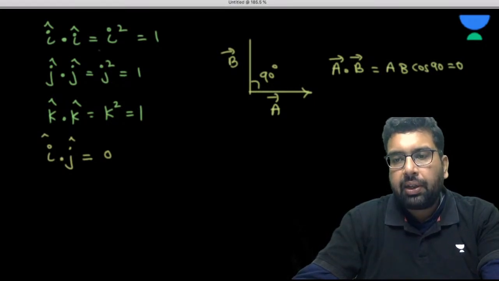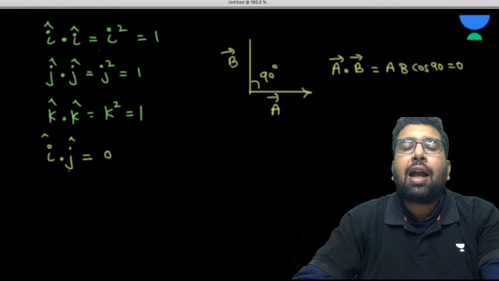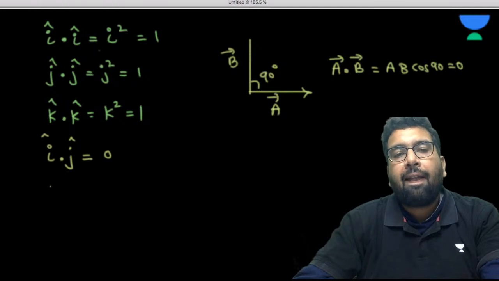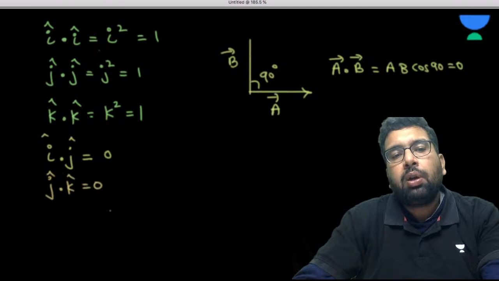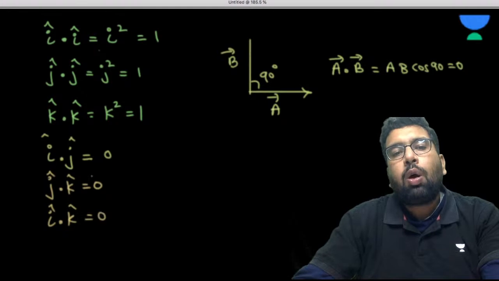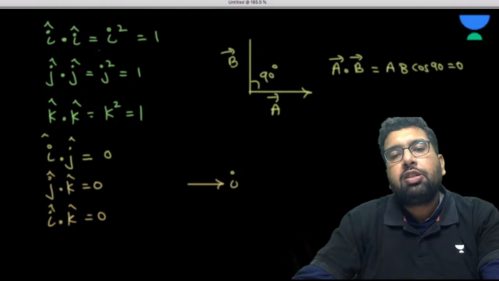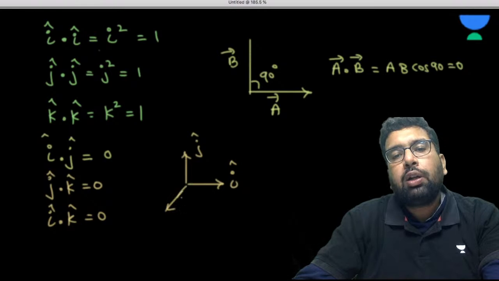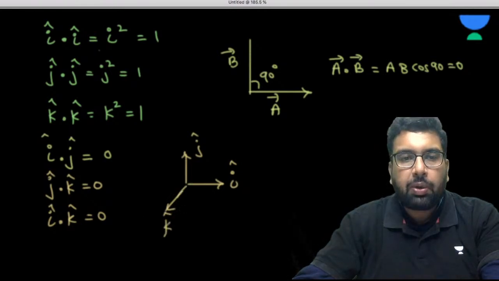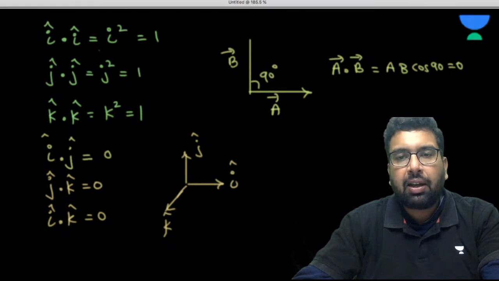We know that, isn't it? Okay, so if I multiply I cap dot J cap, it will become 0. This is going to lead you to a very beautiful thing. J cap dot K cap is going to become 0. And similarly, I cap dot K cap is going to become 0, because these are orthogonal vectors. So we know I, J, and K are orthogonal unit vectors. That means they are perpendicular to each other. This is something that you must take care of, right?